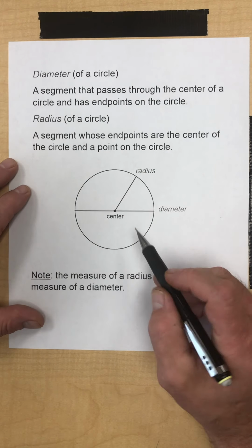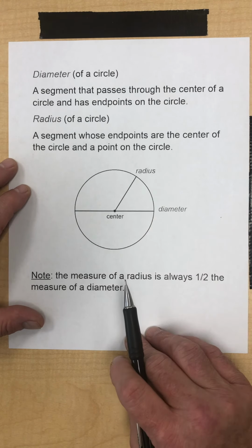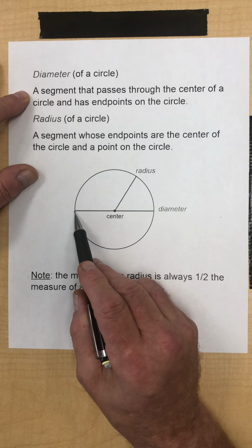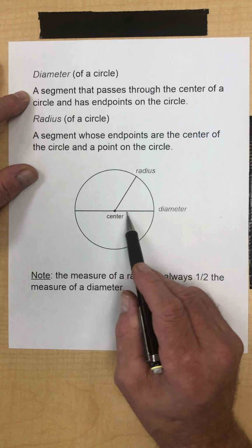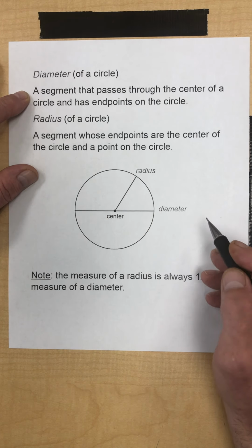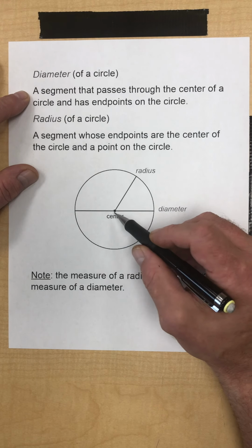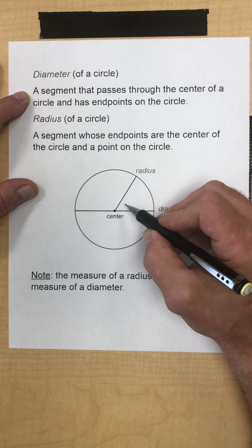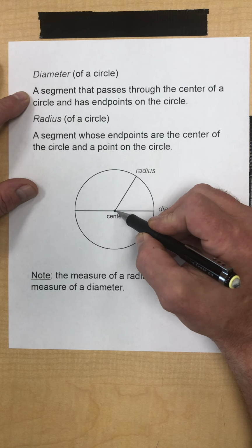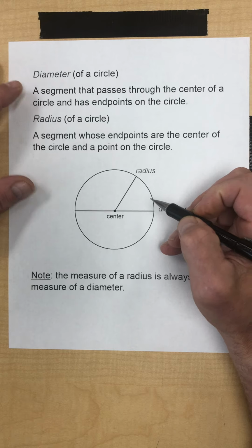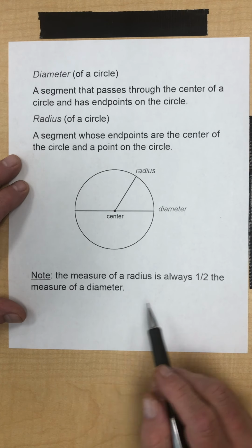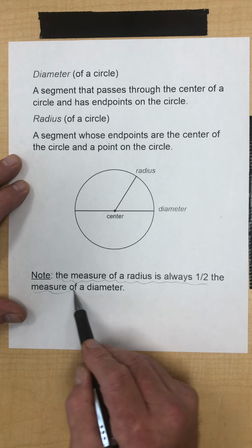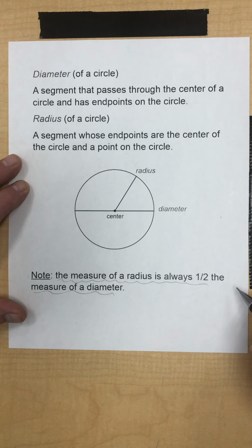So we have a circle, and right in the middle we have the center. And so we have the diameter. Now the diameter goes from one side of the circle all the way across through the center to the other side. So it has to go through the center. And then the radius is just the distance from the center on out to the circle. So this is really important. Because of this, the radius is always half the diameter.